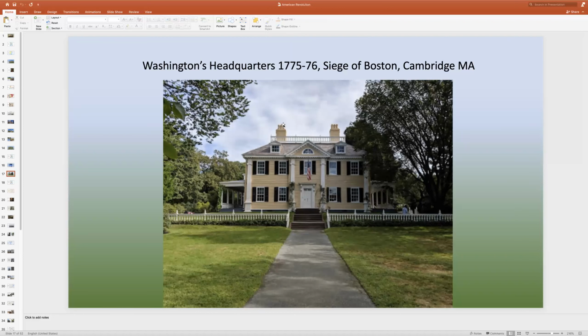Questions? So we're into the revolution. Okay? Now, he takes control of the Continental Army, July of 1775.